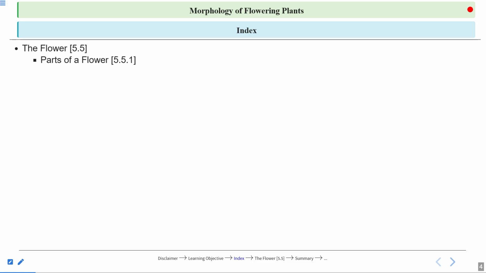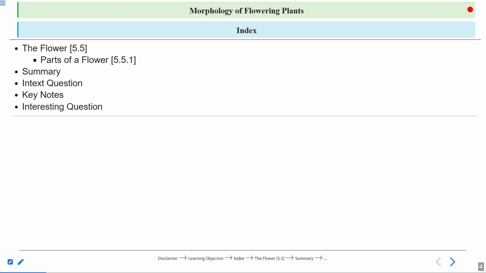Index: the flower, that is the 5.5 section of the NCERT, and then we will study the parts of the flower, section 5.5.1. Then we will have a summary of today's lecture. After that, there will be some in-text questions from the NCERT book only, and some keynotes. And at the end, we will have some interesting questions for you.